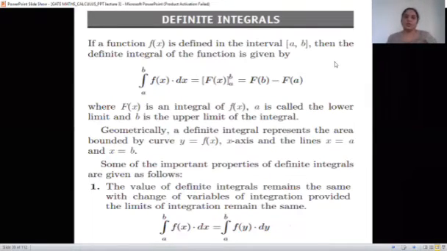Definite integrals. Definite integrals means limits are there for the integration, that is, integration is from a to b. Suppose integration of f of x is capital F of x, then we have to apply the limits a to b. How to apply? We first write b there: F of b minus F of a. This is called definite integral. Some important properties are: the first property is the value of the definite integral remains the same with the change of variable of integration. So if we write f of x dx as f of y dy, there will be no problem. The variable is immaterial in this case, so we can change x to y or any other variable.